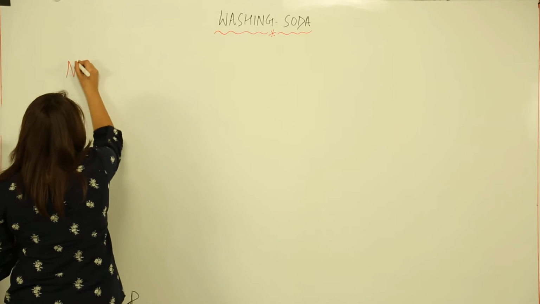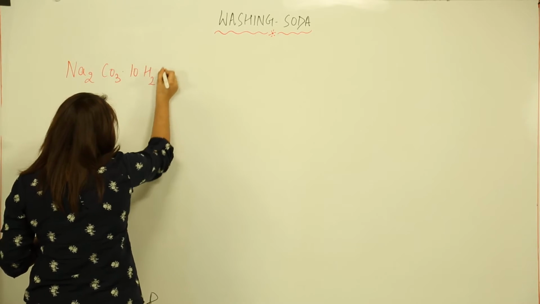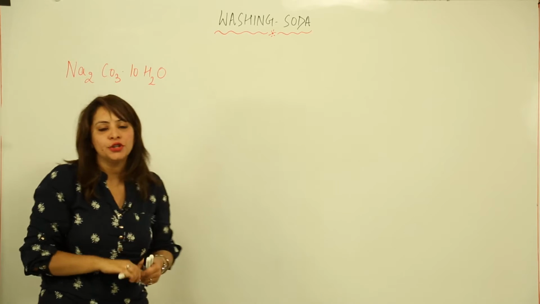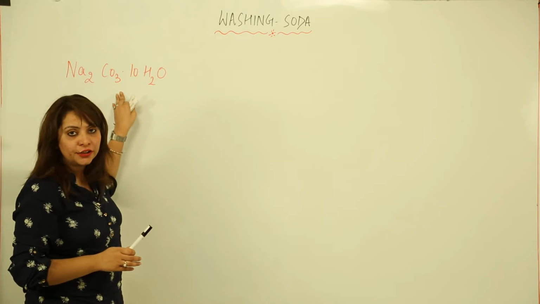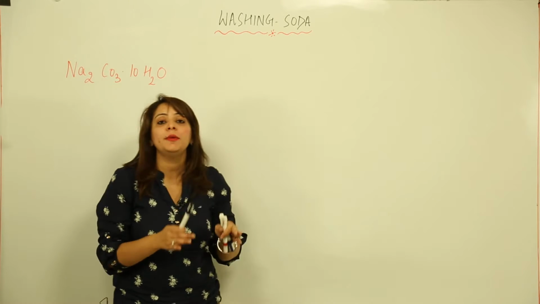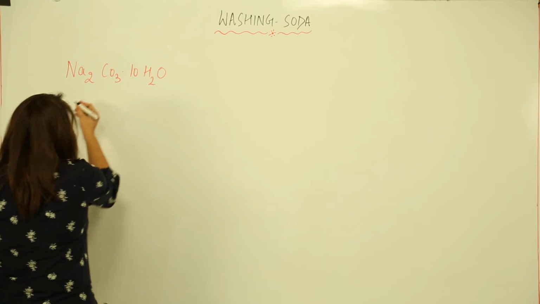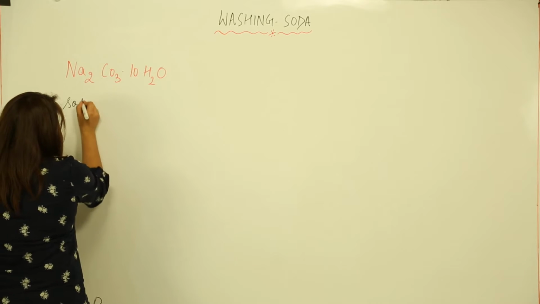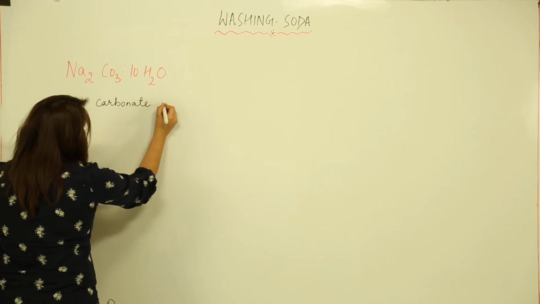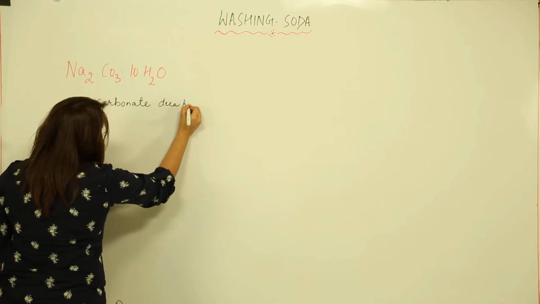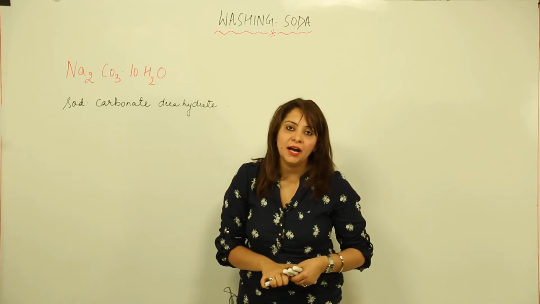It is Na2CO3.10H2O. This is the common name for Na2CO3.10H2O, but when we talk about the chemical name, just look at the board to see what the chemical name is going to be. It is going to be sodium carbonate, where 10 means deca and H2O means hydrate. So the chemical name is sodium carbonate decahydrate.